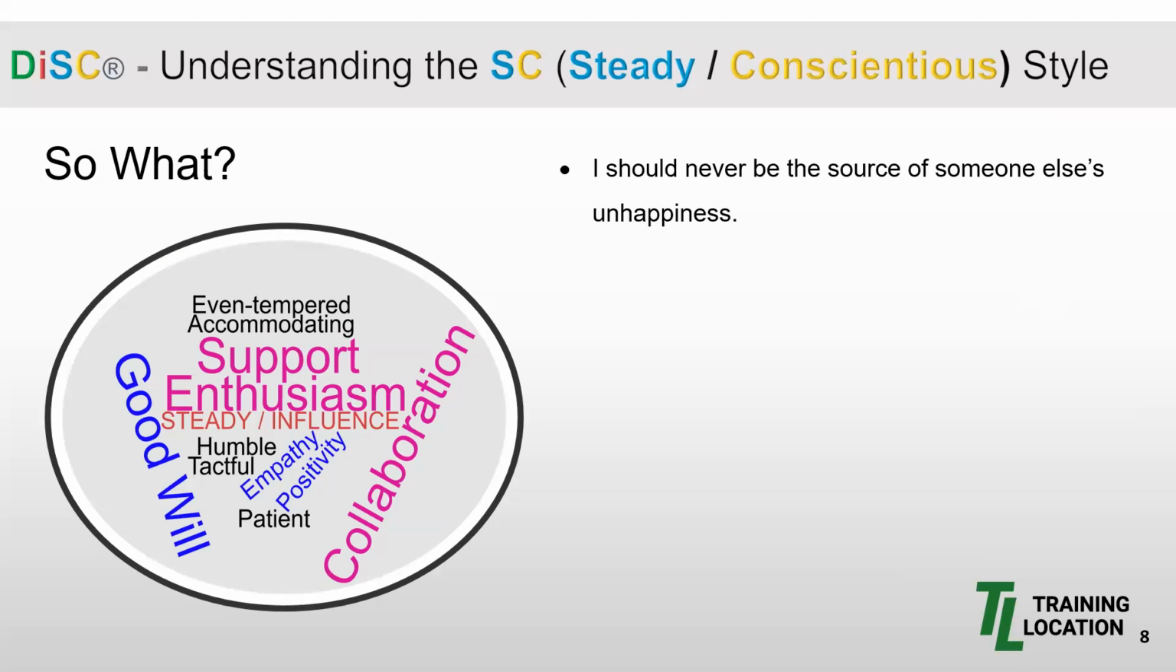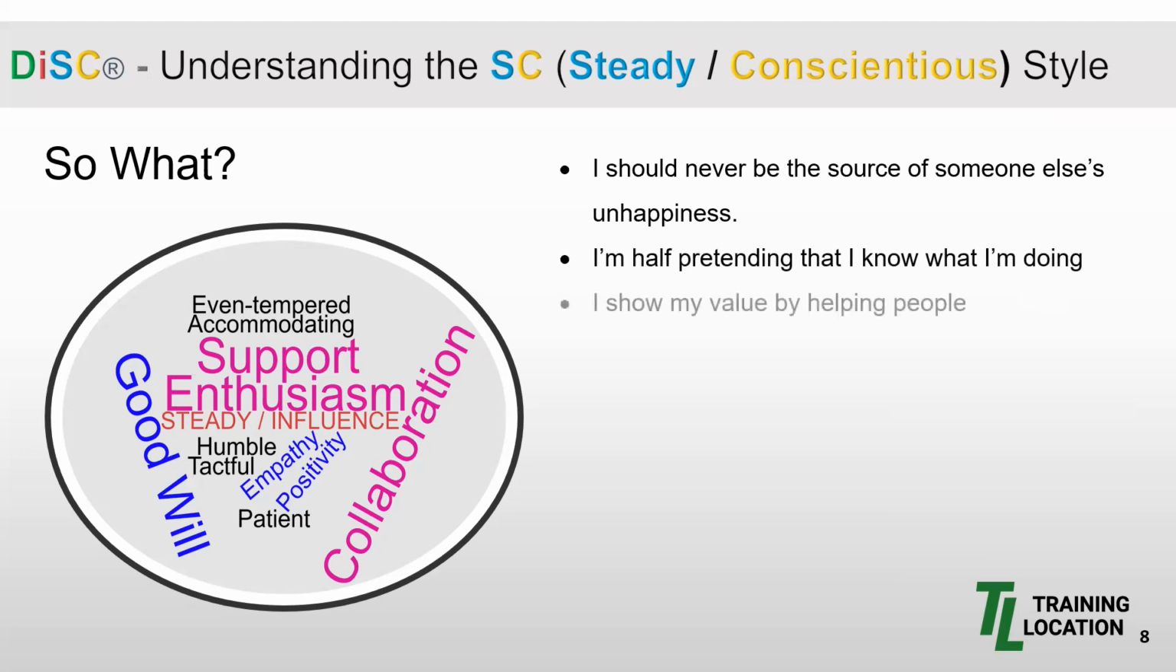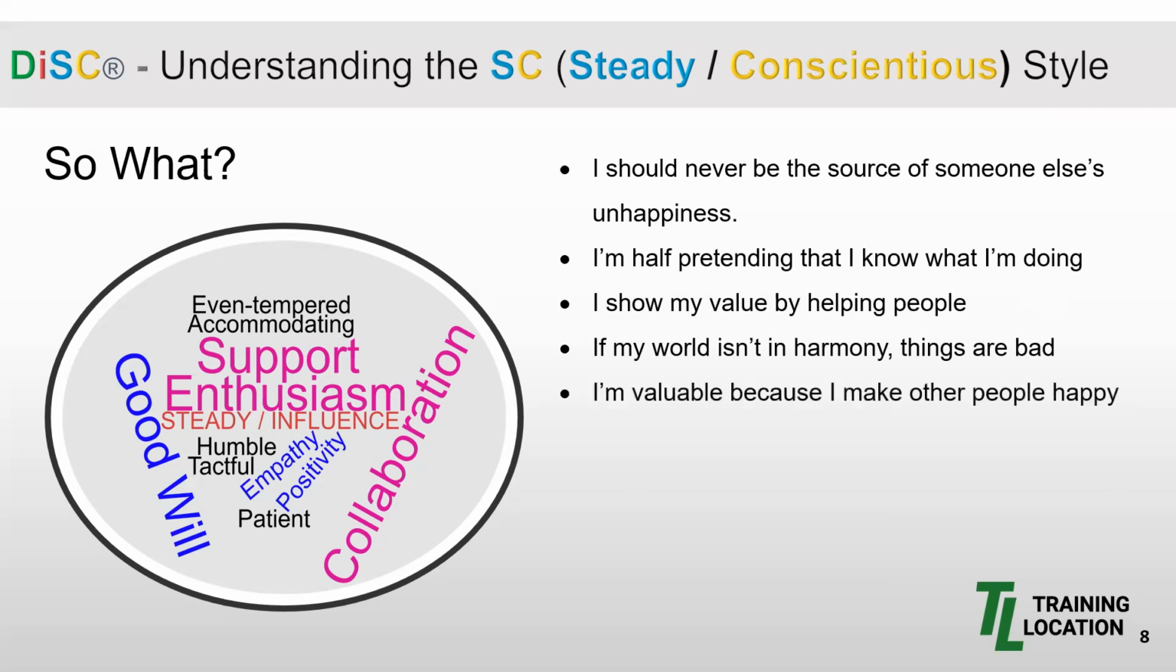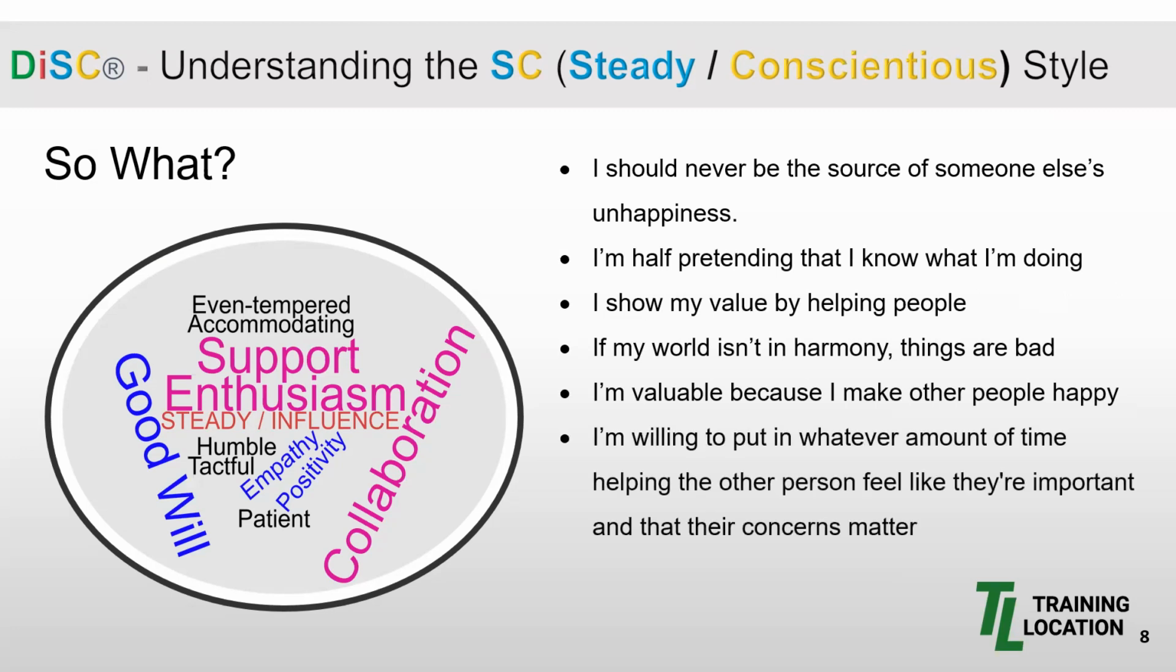First is, I should never be the source of someone else's unhappiness. And I'm half pretending that I know what I'm doing. And I show my value by helping people. If my world isn't in harmony, things are bad. I'm valuable because I make other people happy. And last, I'm willing to put in whatever amount of time helping the other person feel like they're important and that their concerns matter. So, what is there for the SC to consider to increase their effectiveness?